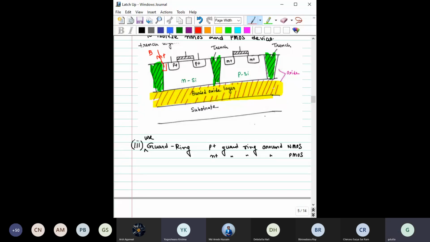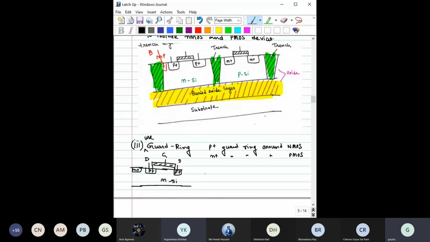So here what is typically done, let me draw it here. This P plus, this P plus, this is one terminal, this is another terminal, this is oxide, this is the gate terminal. This is source, this is drain, and this is N silicon. And you have one N plus region here.